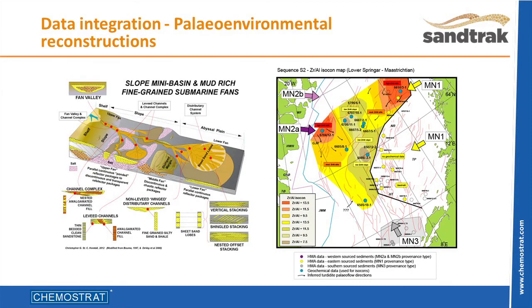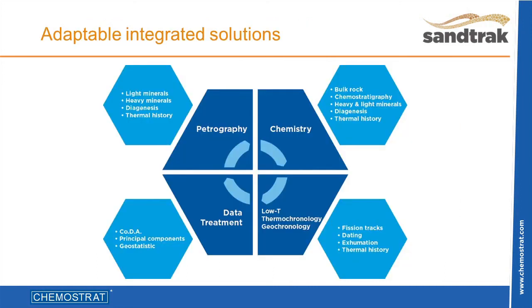The Sandtrak workflow culminates in mapping, in GIS, of the combined sand and silt provenance model for the entire depositional system. The Sandtrak team combines a group of specialist provenance professionals with a unique combination of techniques to provide correlation and provenance solutions for clients within commercial timeframes.